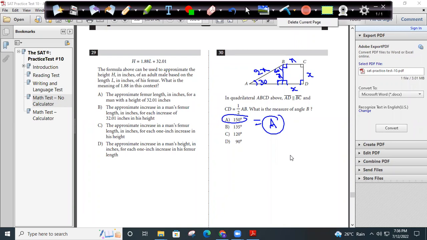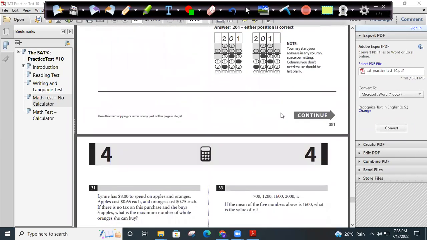It takes hardly 10-15 seconds. 30, 60, 90, 90, 60. So 90 plus 60 is 150. So 150 degrees should be your answer. So A for Agra should be your answer. Okay. Yeah. Then there will be many questions.